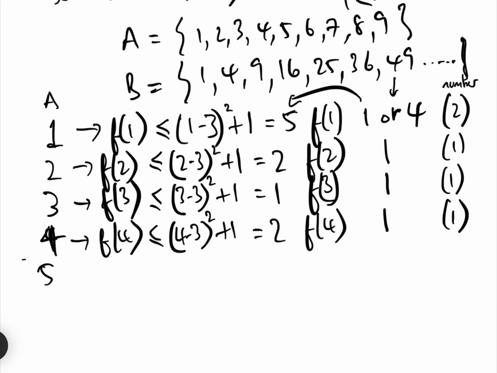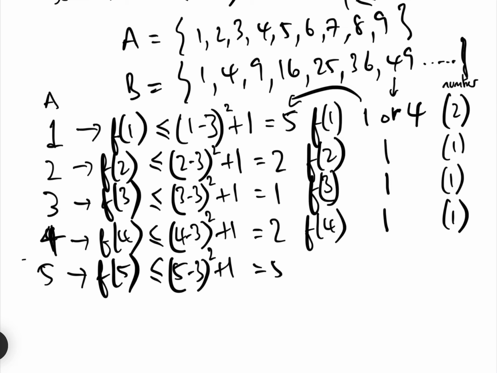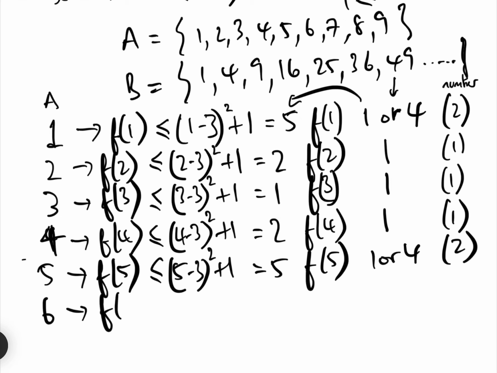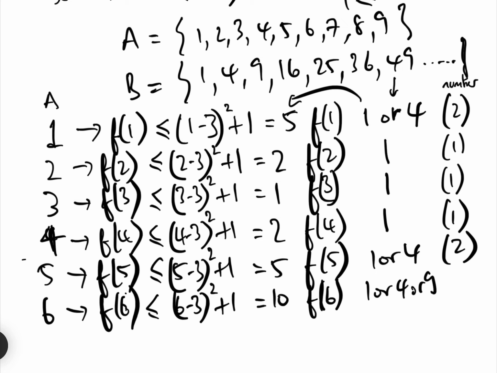What about 5? Let's move up here. Well, f of 5 must be less than or equal to (5 minus 3) squared add 1, which equals 5. So therefore f of 5 could be 1 or 4, which is 2 different possibilities. Then 6, well, f of 6 must be less than or equal to (6 minus 3) squared add 1, which is 10, so therefore 6 could get mapped to 1 or 4 or 9, which is 3 possibilities.